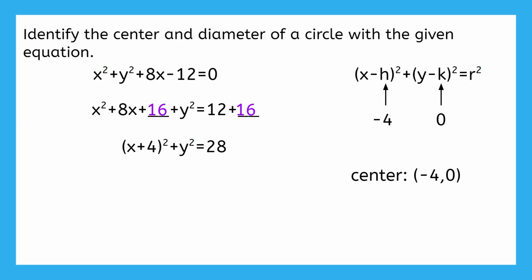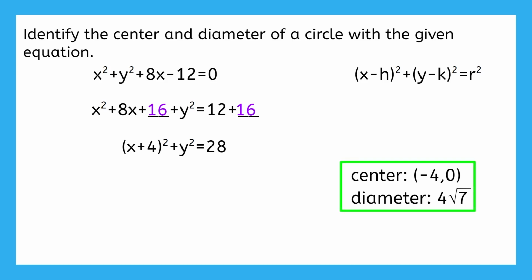Then we can take the square root of 28 as the radius. And remember to simplify it if possible. Since 28 is 4 times 7, we'll have 2 root 7 as the simplified radius. Then we just have to multiply it times 2 for the length of the diameter, since a diameter is always twice as long as a radius. 2 root 7 times 2 is 4 root 7. Now that we've found what we were looking for, we have our final answer.